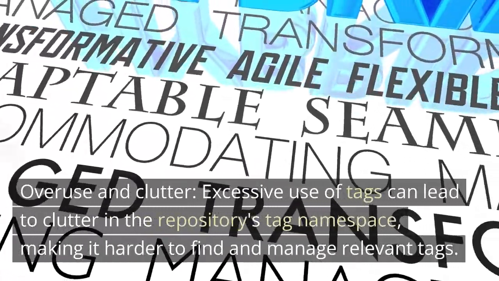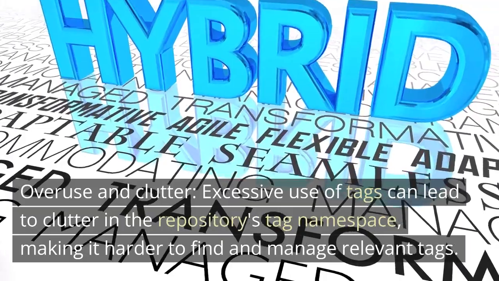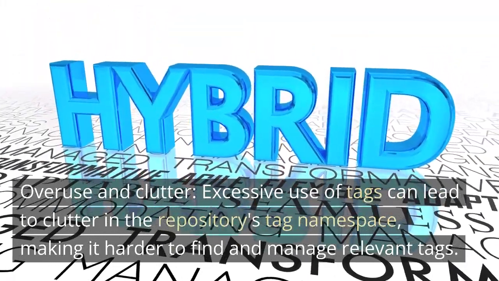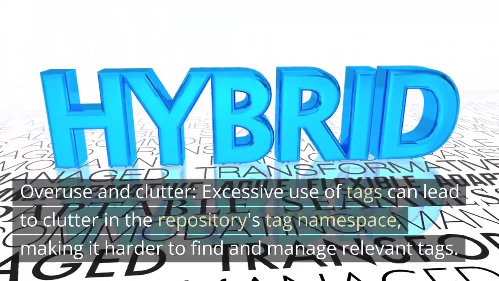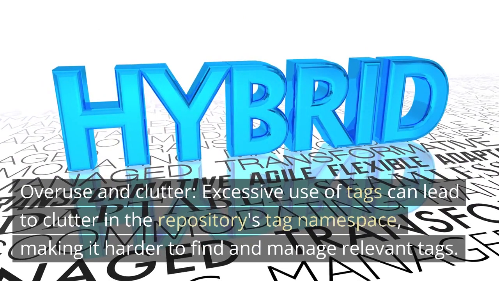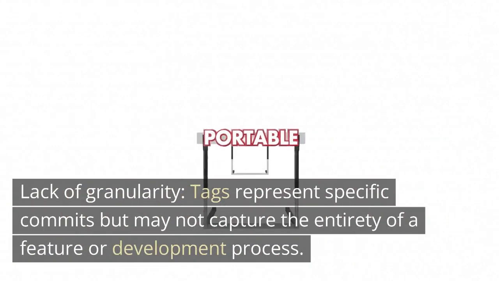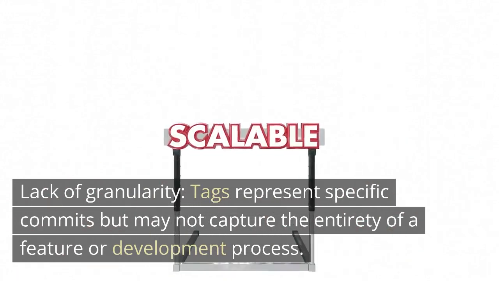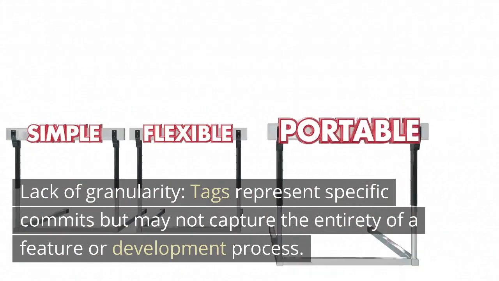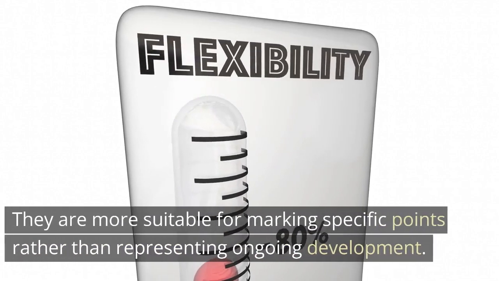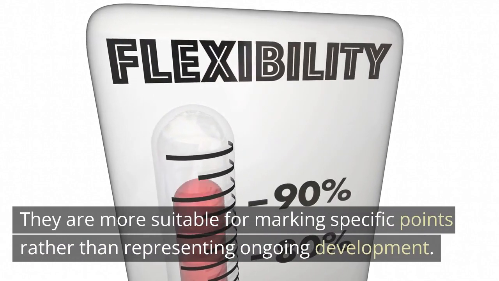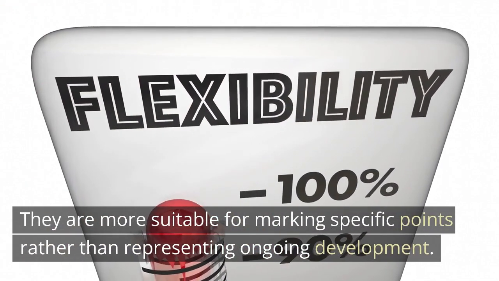2. Overuse and clutter. Excessive use of tags can lead to clutter in a repository's tag namespace, making it harder to find and manage relevant tags. 3. Lack of granularity. Tags represent specific commits but may not capture the entirety of a feature or development process. They are more suitable for marking specific points rather than representing ongoing development.